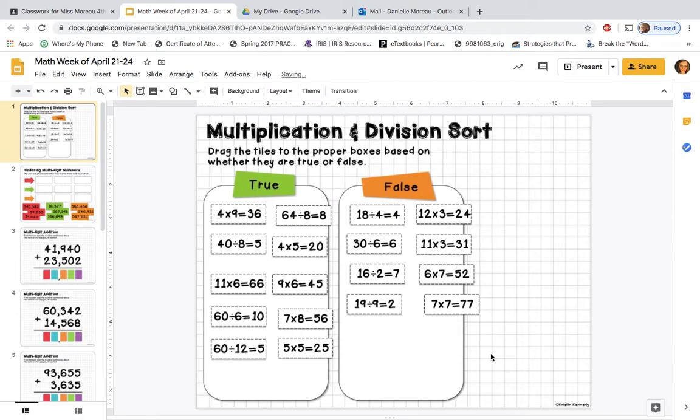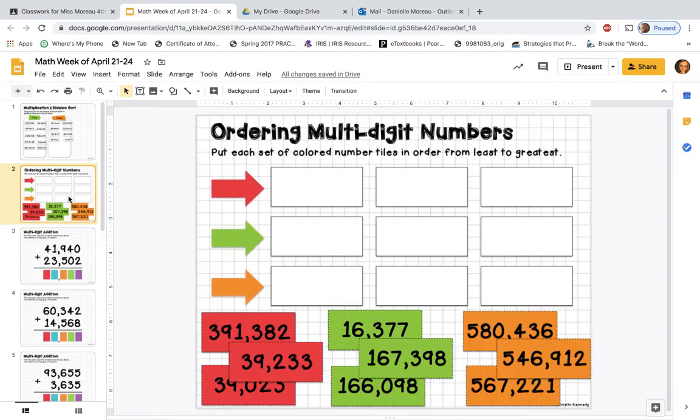All right, so if you need to, you can pause the video here so that you can check this out and check your work. Let's go on to slide number 2. Slide number 2 wants us to order multi-digit numbers. So we're going to put each set of colored number tiles in order from least to greatest. So that's very important that you read these directions. Least to greatest. So smallest to biggest.